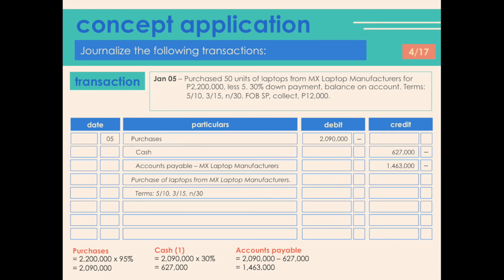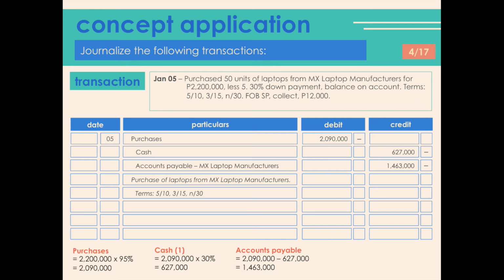January 5, purchased 50 units of laptops from MX laptop manufacturers for 2,200,000 pesos plus 5% trade discount, 30% down payment, balance on account. Terms 5/10, 3/15, net 30, FOB shipping point collect 12,000 pesos. Here the company purchased computers. Since the company is engaged in the sale of computers, this transaction would be the purchase of its stocks for resale. Under the periodic system, we debit purchases, but by how much?